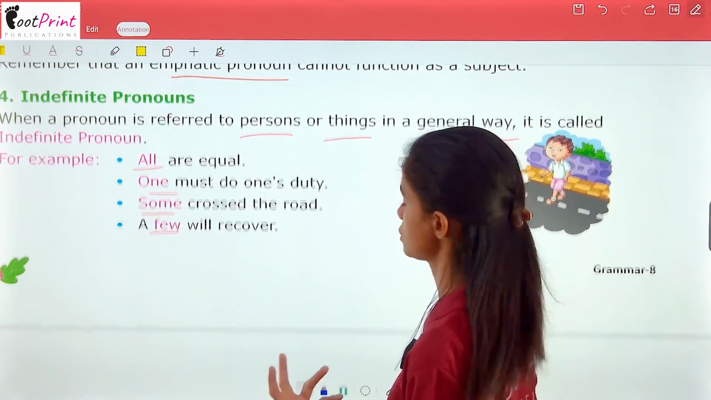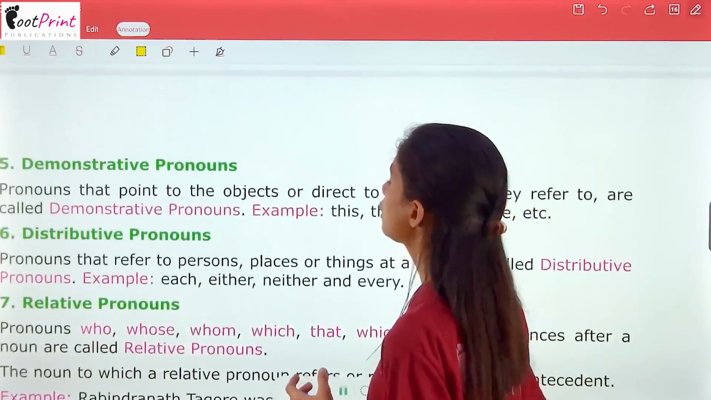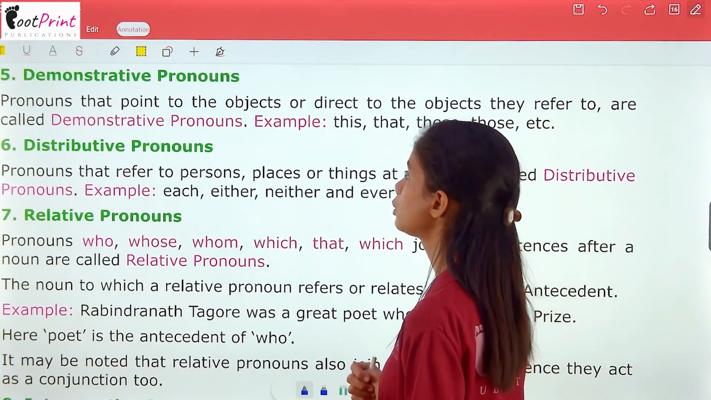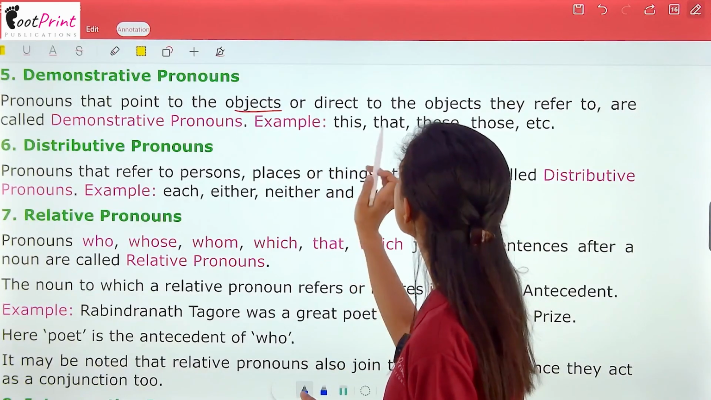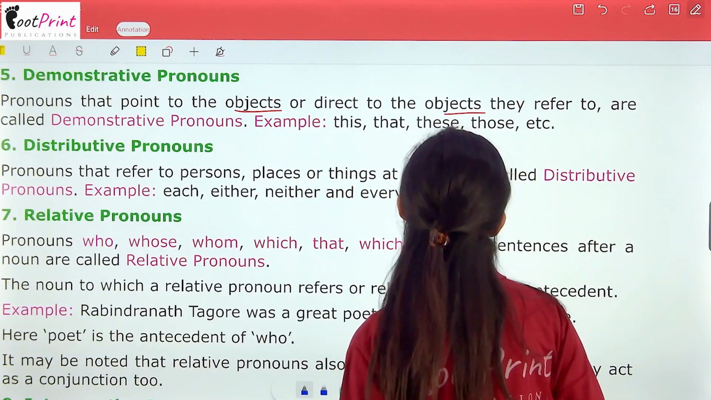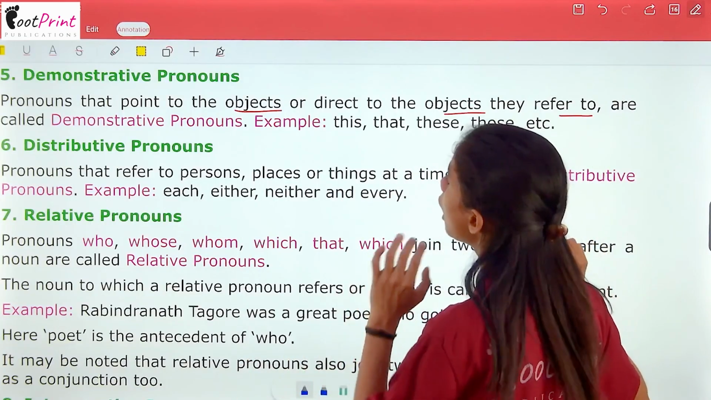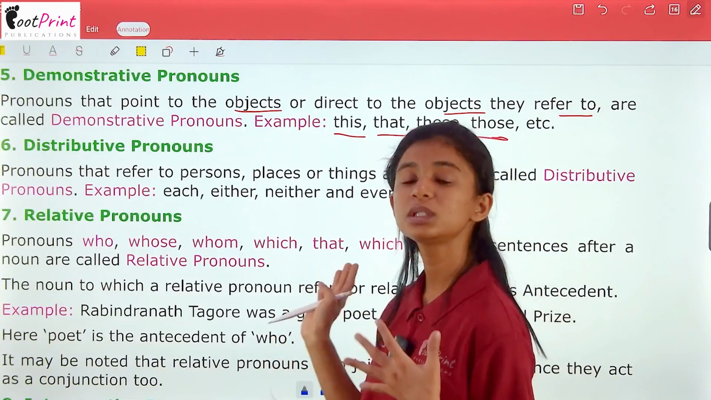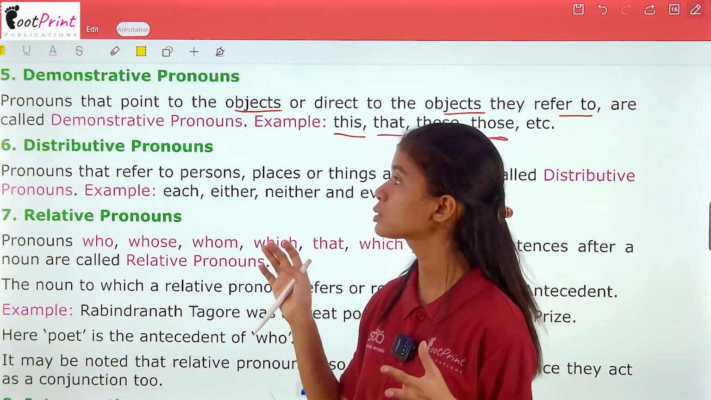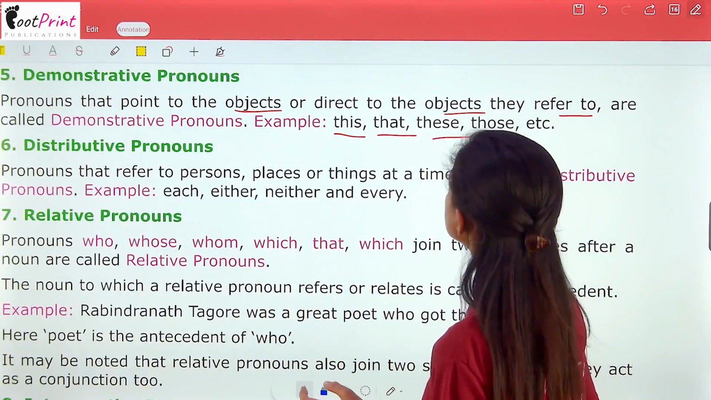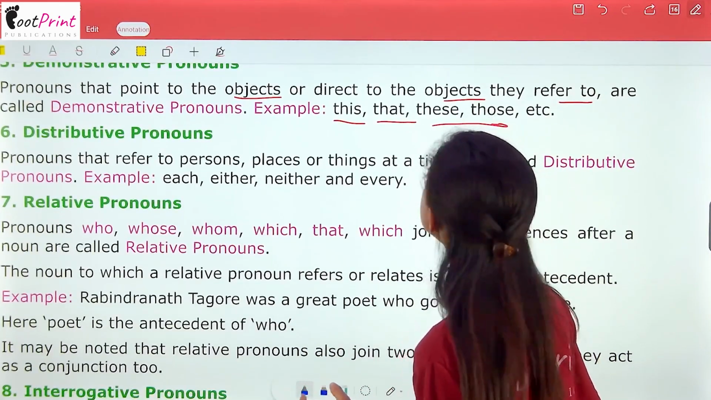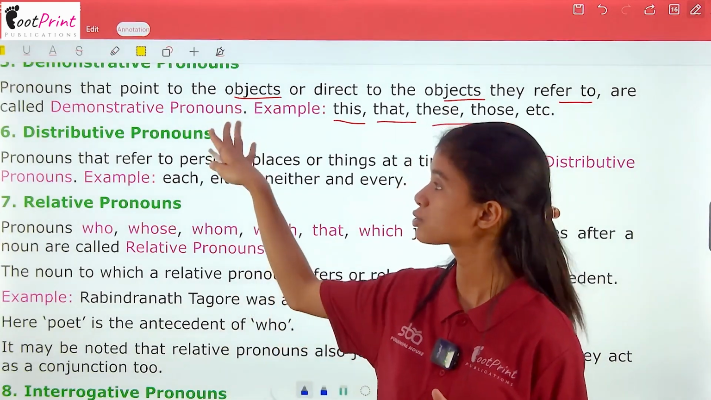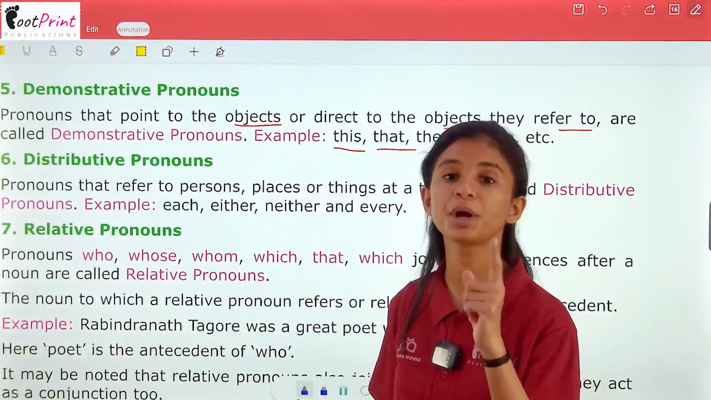It is not definite. Now we have our fifth kind, that is demonstrative pronouns. What are demonstrative pronouns? That point to the objects or direct to the objects they refer to. So they are called demonstrative pronouns. For example, this, that, these, those, etc. So these nouns or pronouns, they point or direct to the object that they refer to. So basically this, that, these, those are the example of demonstrative pronouns. जो demonstrate करते हैं, जो point out करते हैं.